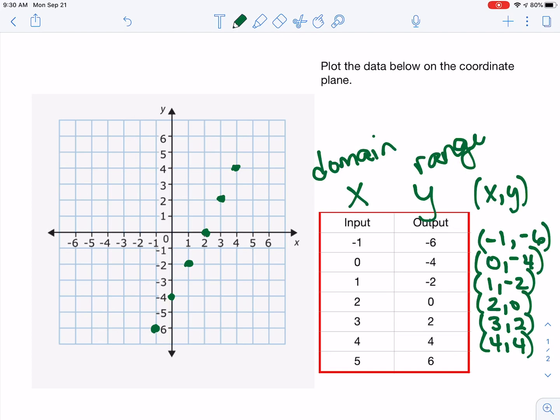And my last point is the point 5, 6. So I'm going to move right 5 and up 6 from starting at that origin.